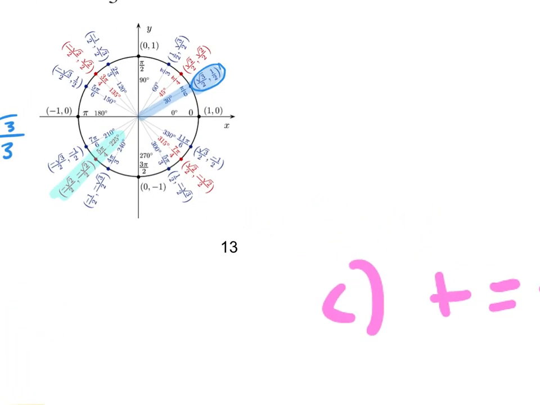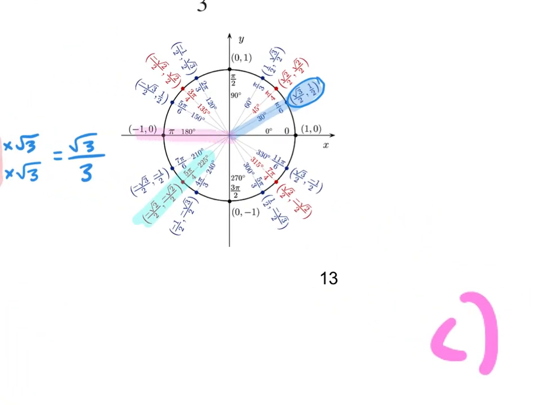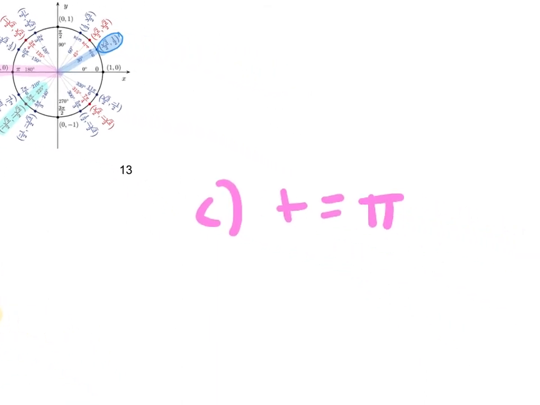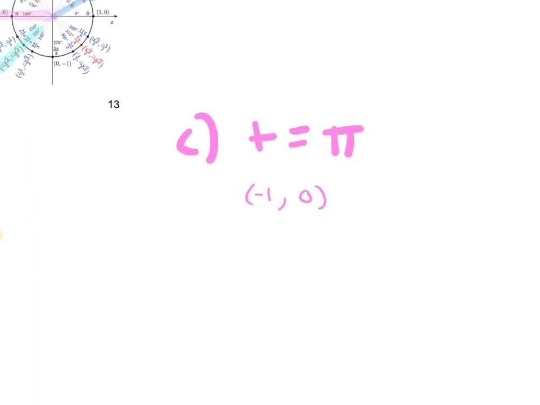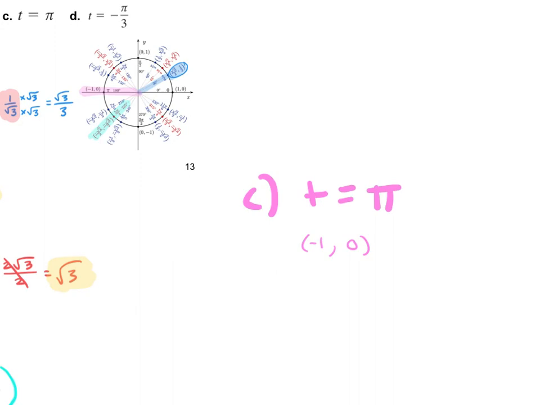So pi is at negative 1, 0. So first thing is sine. What's the formula for sine? It's just y, so it would just be 0.